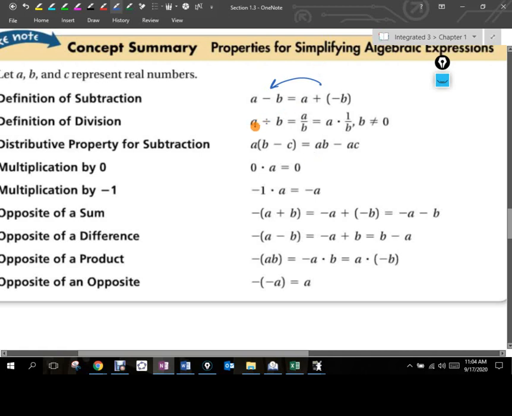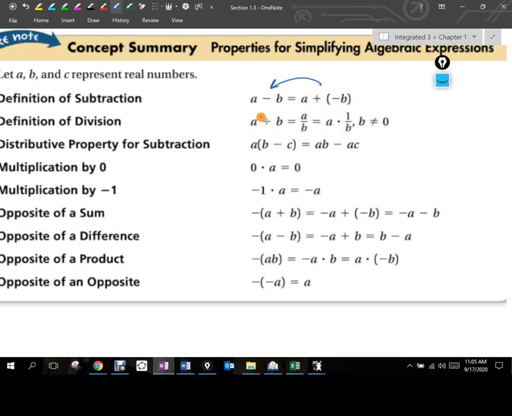Division's the same way. A divided by B means A over B. Or it means A times 1 over B. If I'm dividing by a value, that is equivalent to multiplying by that value's reciprocal.